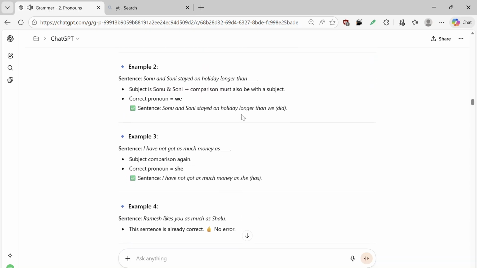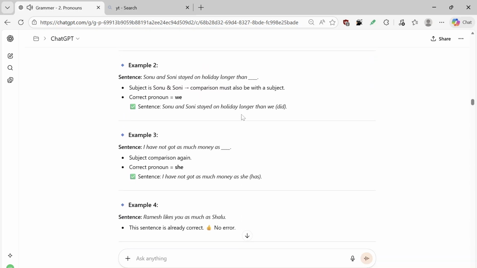Example 2. Sentence: Sonu and Sony stayed on holiday longer than blank. The subject is Sonu and Sony, so the comparison must also be with a subject. The correct pronoun is we. Sonu and Sony stayed on holiday longer than we did. Example 3. Sentence: I have not got as much money as blank. Subject comparison again. The correct pronoun is she. I have not got as much money as she has.